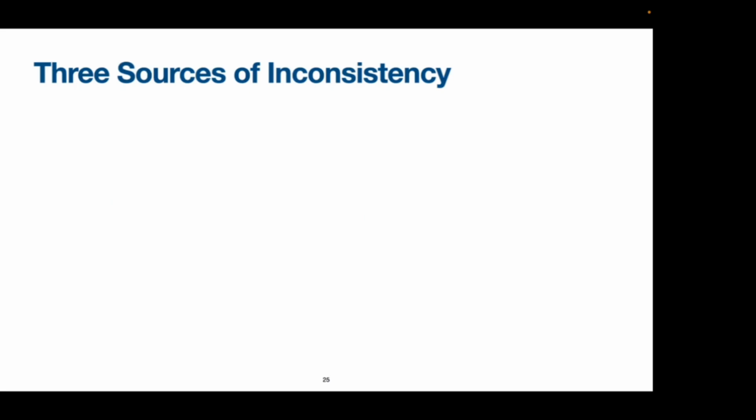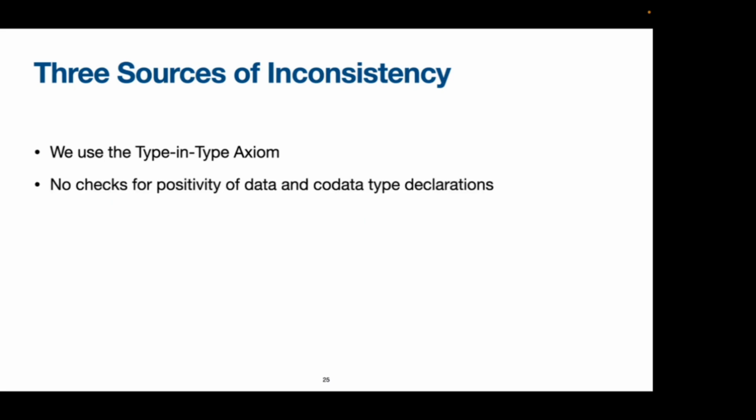We have three sources of inconsistency in our system. We use the type in type axiom. We have no checks for positivity of data and codata type declarations. And we do not implement any termination or productivity checks.